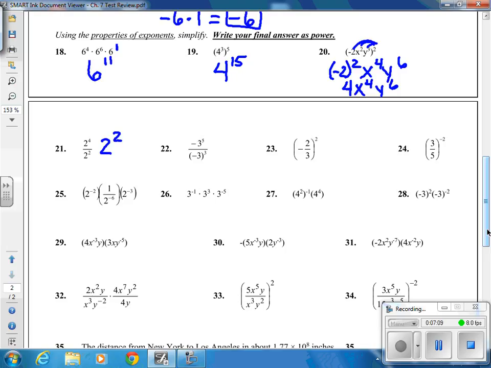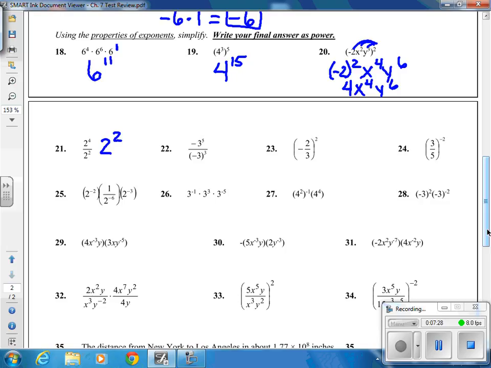Okay, because we are not evaluating and it said write your final answer as a power, you would leave it 2 squared. Right, for number 22, notice how the top one does not have parentheses and the bottom one does have parentheses, but they're essentially the same base of negative 3. So you're still going to subtract those exponents.